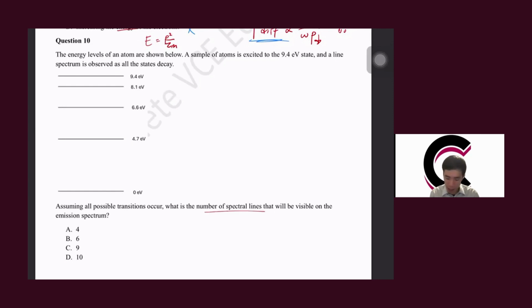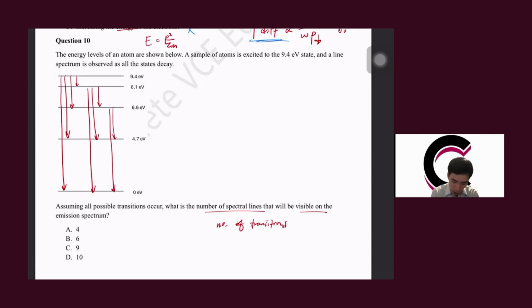All right, number of spectral lines that will be visible. Mind you, we're not asking the number of transitions. Because when we draw the transitions, you can do that, right? That's transition 1, 2, 3, 4. You move on to the second level. So you go from the top to bottom, second and third, and then you go on to the next one, 1 and 2, and then 1. Okay, so there's 4, 3, 2, 1, which means that 10 transitions are possible. Okay, but the question is not asking about possible transitions, so don't pick 10 straight away. Okay, it's asking the number of spectral lines you're going to see.